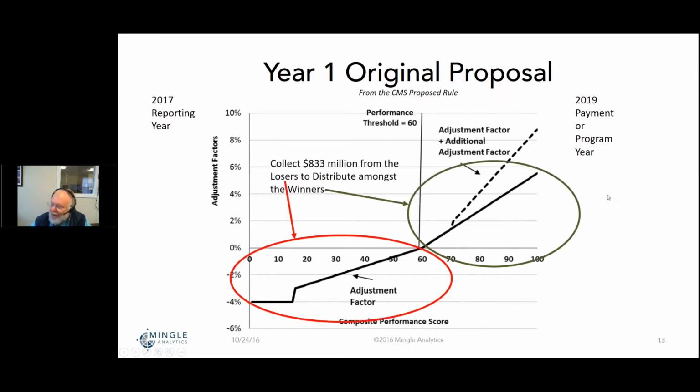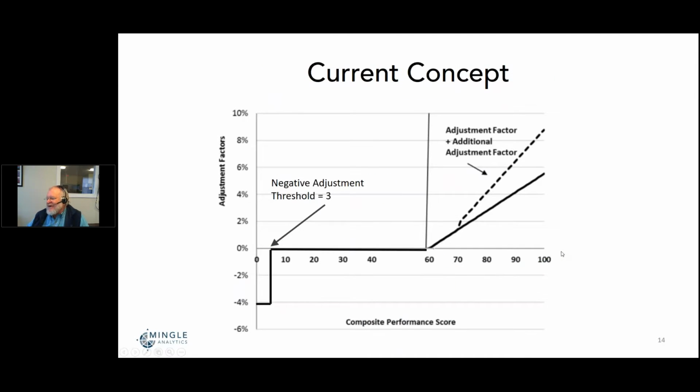Now, this was the proposal, and the proposal had been that they would collect $833 million in negative adjustments from people below the 60th percentile, and distribute it to the winners who are above the 60th percentile, with an exceptional bonus going to those above the 70th percentile. So it would look something like that. What they've done is alter it something like this. This may not be completely accurate, but it's close.